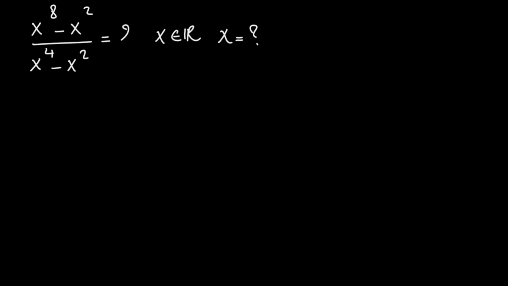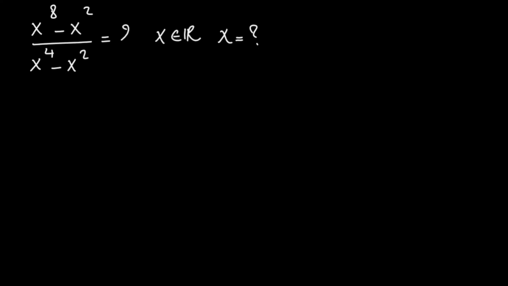Today we're gonna solve a really nice math problem from Romanian Math Olympiad. So let's solve it. If I have (x^8 - x^2) over (x^4 - x^2), that's equal to 9. X is a real number and we want to find x in this really nice equation.